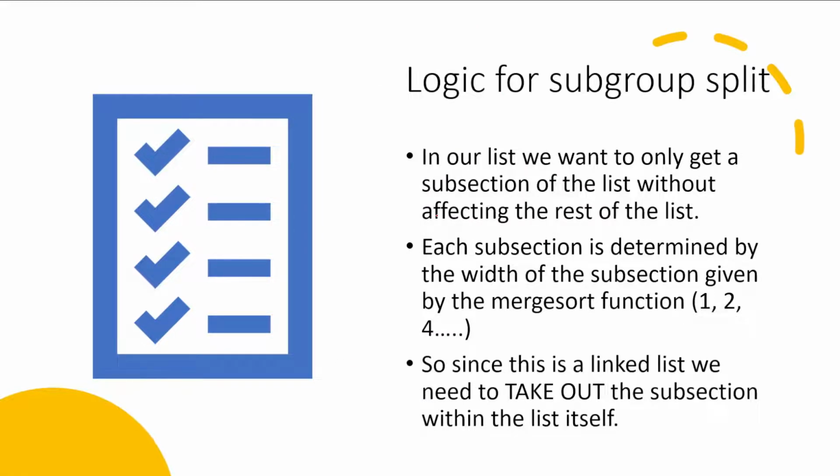The logic for the subgroup split is going to focus on how those subgroups are split from the linked list. In our list, we want to get only a subsection of the list without affecting the rest of the list. Each subsection is determined by the width of the subsection given by the merge sort function. As we talked about before, the width is going to change after every complete loop. Since this is a linked list, we are going to take out those subsections within the list itself.